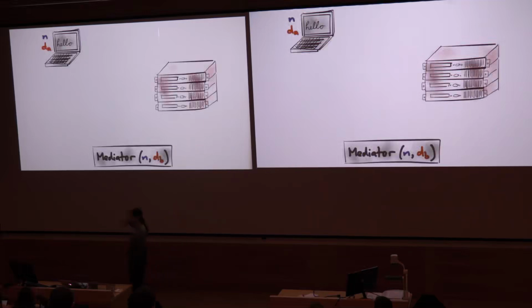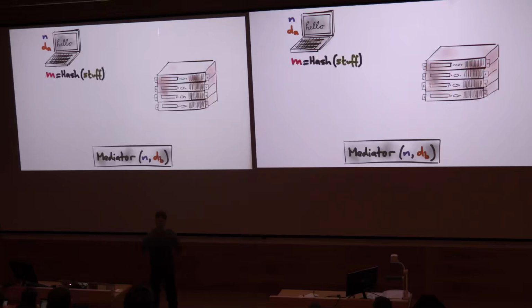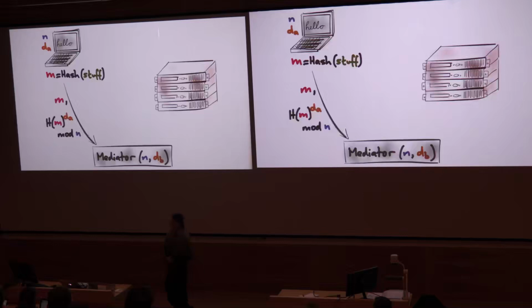So we've got this three-party setup again, and as before, we're going to calculate M, which is the hash of the stuff we want to sign. But now, to authenticate the request to the mediator, the user is not only going to send M to the mediator, but also a hash of M to the power DA, mod N. This can be any hash function now, as long as we trust that hash function to not be reversible.